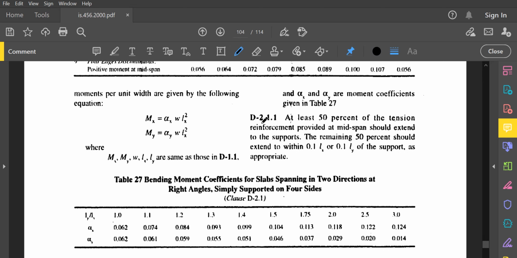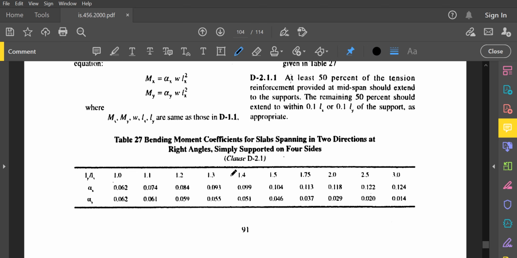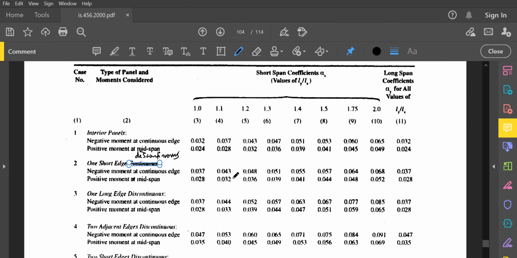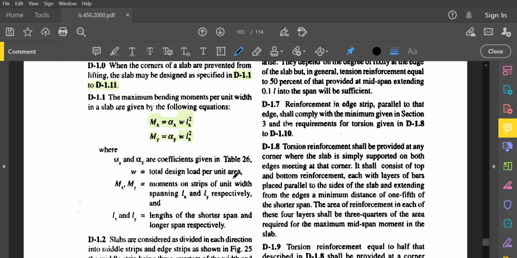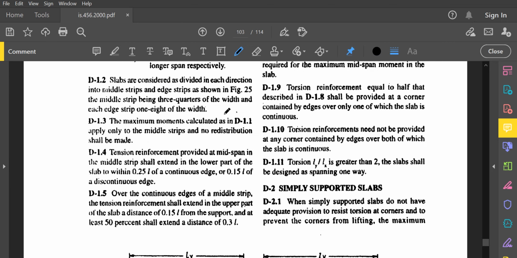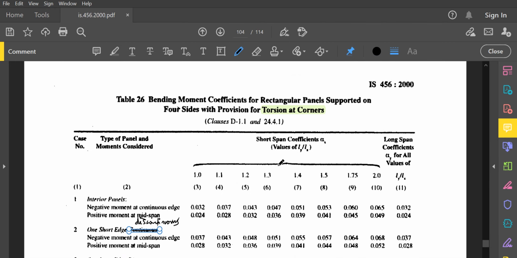And D-2.1.1 will give you how to detail or how to provide the reinforcement. So we will discuss this in detail when we are doing the numerical. You just need to understand that when there is provision for torsional reinforcement, that is, prevention of lifting, you need to consider D-1.1 to D-1.11, and you need to use Table 26.